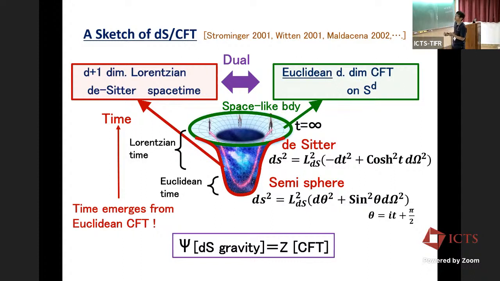Usually holography tells us that bulk spacetime is dual to the boundary, and in the de Sitter case we have a space-like boundary at future infinity, t goes to infinity. So dS/CFT claims that this Lorentzian de Sitter spacetime, assuming the Hartle-Hawking prescription, is dual to a Euclidean d-dimensional conformal field theory, which lives on the boundary of this spacetime. It is a space-like boundary, so it is like a d-dimensional sphere. For a total d plus 1 dimensional de Sitter space, the boundary is a d-dimensional sphere. So the dual theory should be Euclidean: a Euclidean d-dimensional conformal field theory.